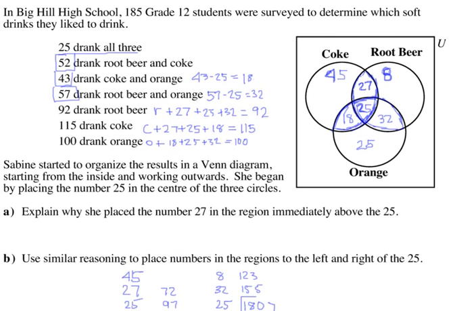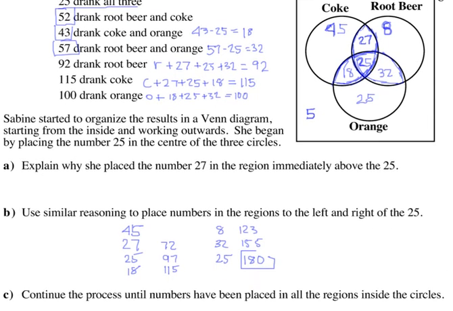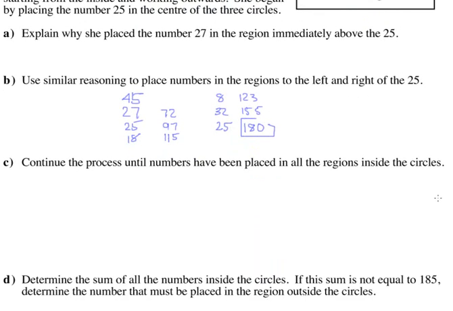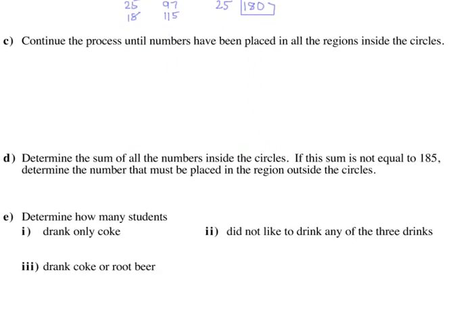But they said they talked to 185 people. So we still have 5 unaccounted for. They go out here. These are 5 people who do not like Coke or root beer or orange. So determine the number that must be placed in the region outside the circles. We have done that.